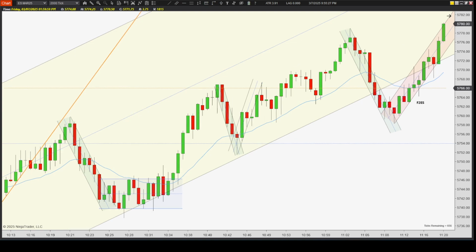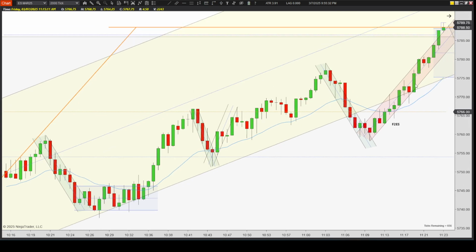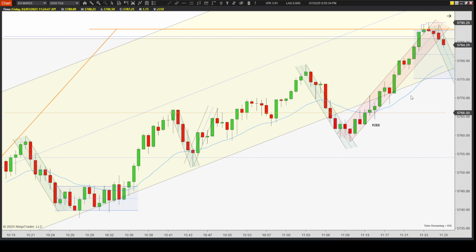Then prices continue moving. I also like this. It broke above the EMA. Kind of pushes up on this red up channel.